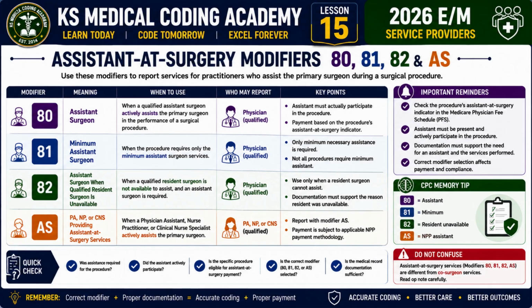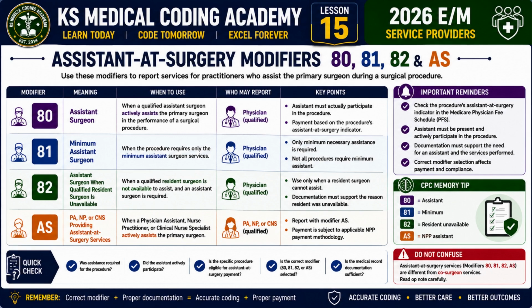surgery services. Brain CPC memory tip. Remember the sequence. 80 equals assistant, 81 equals minimum assistant, 82 equals resident unavailable, AS equals NPP assistant. For coding questions, don't select the modifier based only on the fact that another provider was present in the operating room.